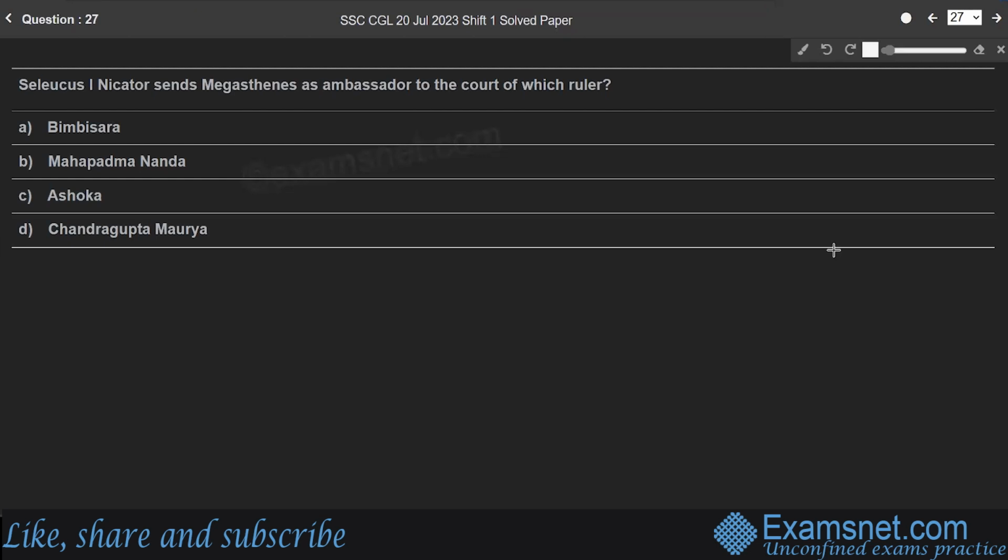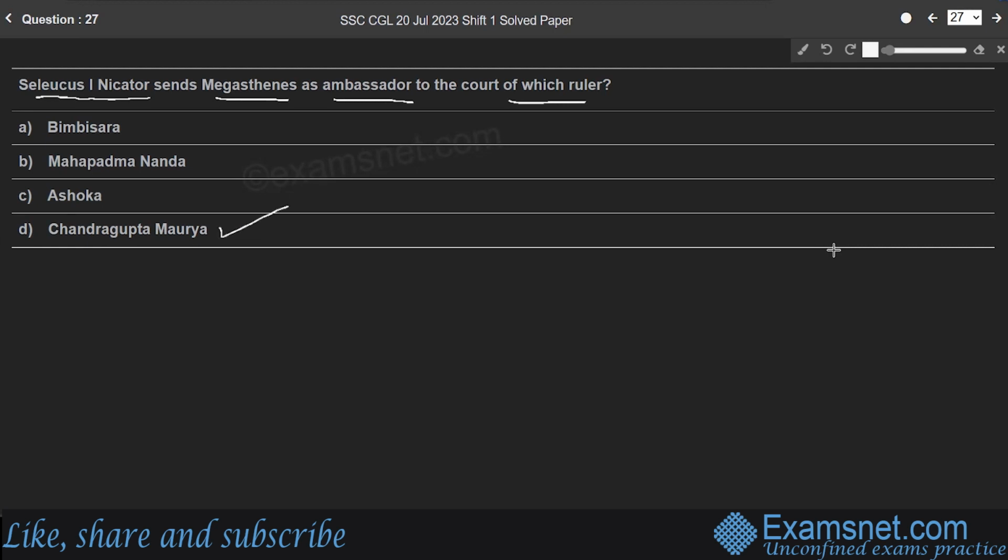Question 27. Seleucus I Nicator sends Megasthenes as an ambassador to the court of which ruler? Here, Seleucus I Nicator sends Megasthenes as ambassador to the court of Chandragupta Maurya, right? So option D is the right answer.